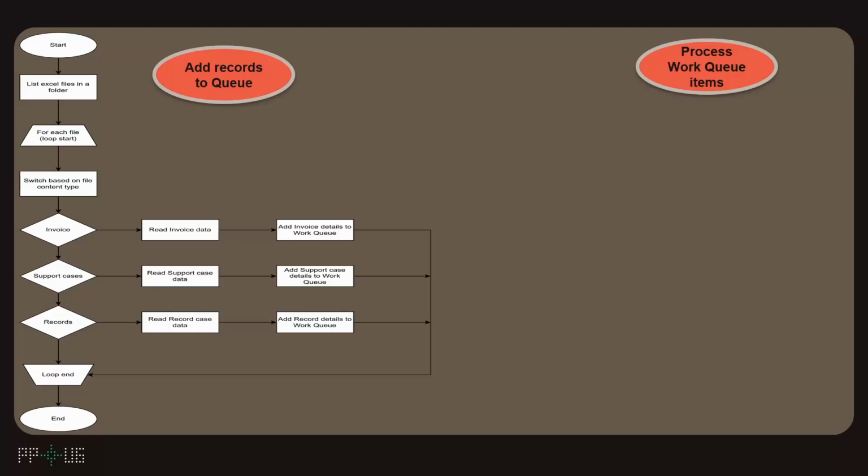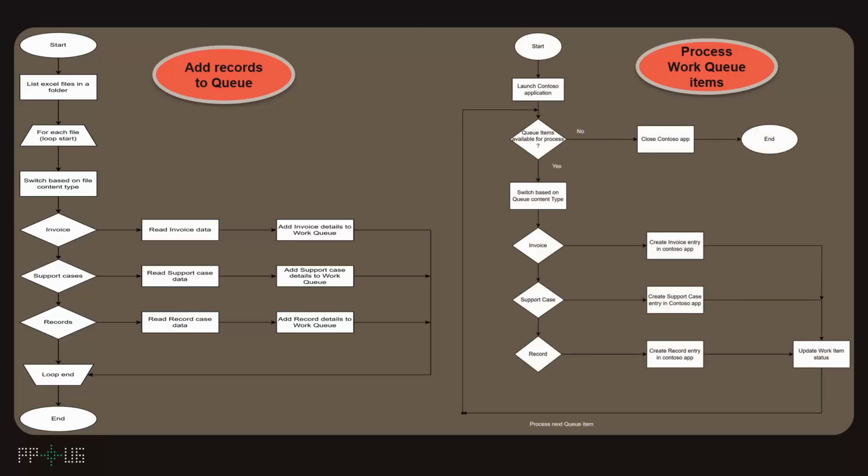The next type of flow design is the performer, which will process those work queue items. So see, this is the Power Automate desktop flow design which processes each work queue item. How does it process each item? By creating an entry in the Contoso application. You see here, it is launching the Contoso application and then doing the entry. It is creating the support invoice entry, support case entry, and record entry. Finally, it is updating the work queue status, and when everything is done, it is closing the Contoso application. That's how the process ends.